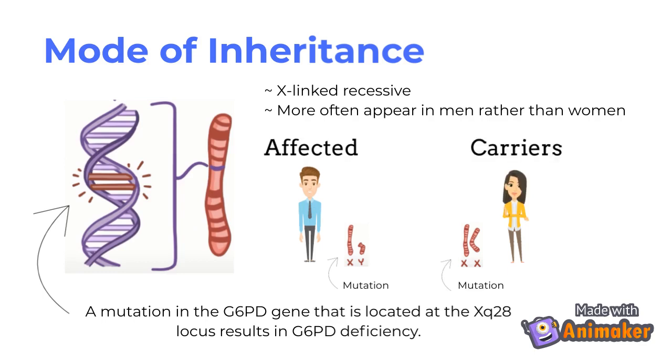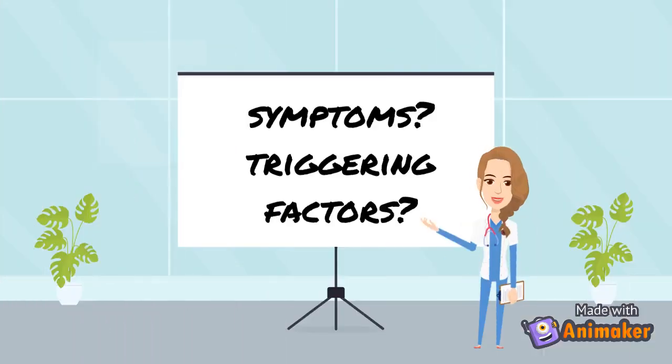Females with one X chromosome mutation are known as carriers and are usually unaffected. However, females can also be affected even if they only have one mutation in both copies of the G6PD gene due to the unfavorable condition in random X chromosome inactivation, where the normal X chromosome will undergo lyonization and thus be inactivated. Now, I'm going to discuss the significant symptoms and some triggering factors of G6PD deficiency.